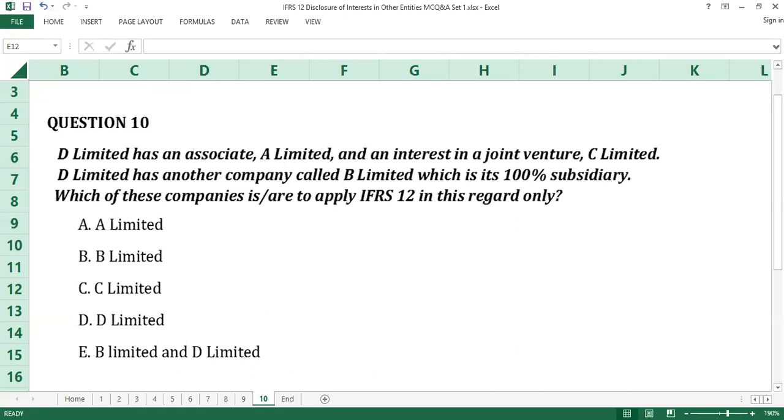Question number 10. D Limited has an associate, A Limited, and an interest in a joint venture, C Limited. D Limited has another company called B Limited, which is its 100% subsidiary. Which of these companies is or are to apply IFRS 12 in this regard only? A, A Limited. B, B Limited. C, C Limited. D, D Limited. E, B Limited and D Limited. Time counts.